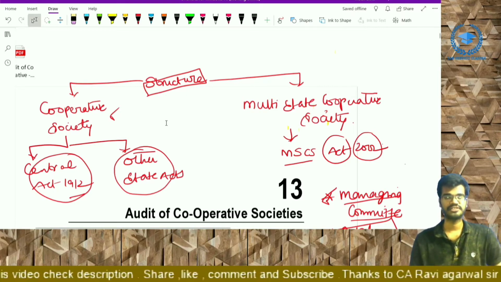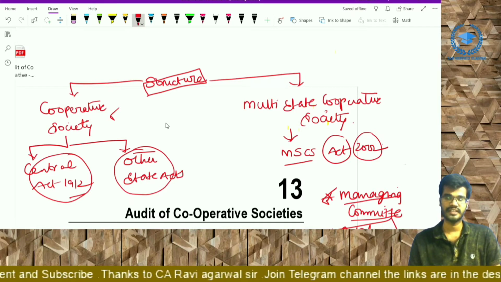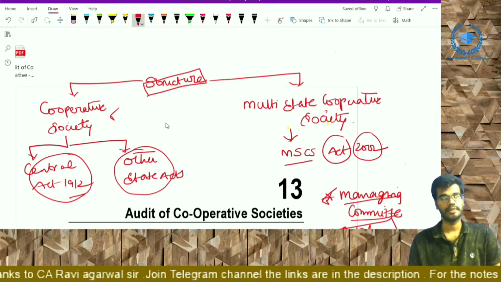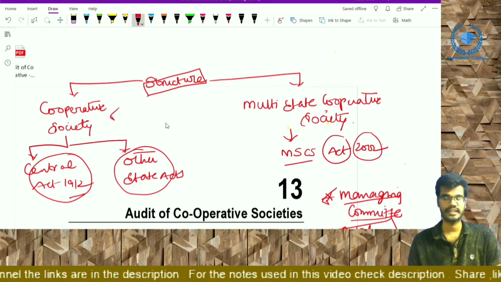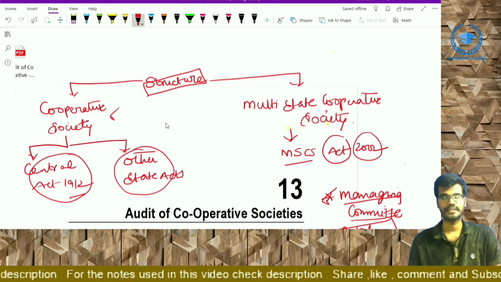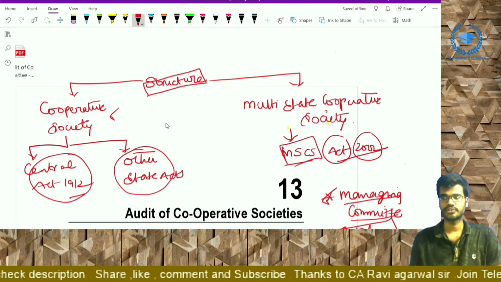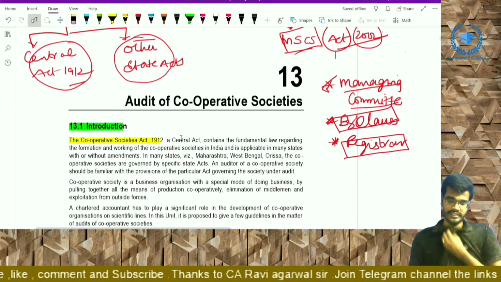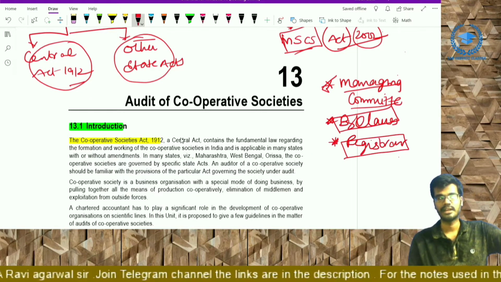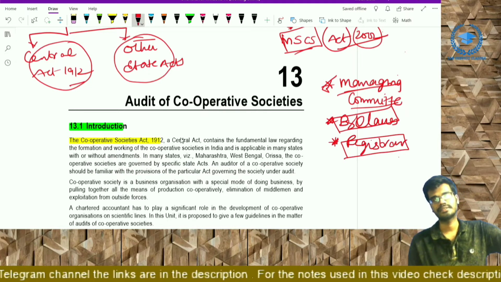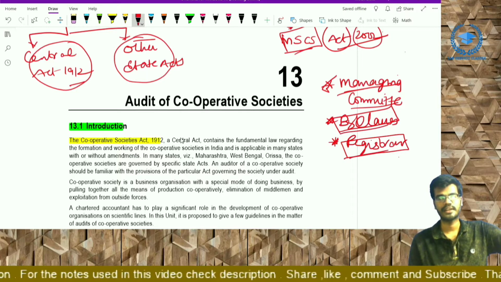Before going to this chapter, we will first know the structure of this chapter. There are two types of societies: the cooperative societies and multi-state cooperative societies. Cooperative societies are governed under the Central Act 1912, and there are other state acts also for this purpose. Whereas multi-state cooperative societies are under the Multi-State Cooperative Societies Act 2002. Generally, for companies we use the term board of directors, but here we will use the term managing committee, and we will use the term bylaws instead of rules and regulations. And the reporting authority is the registrar.